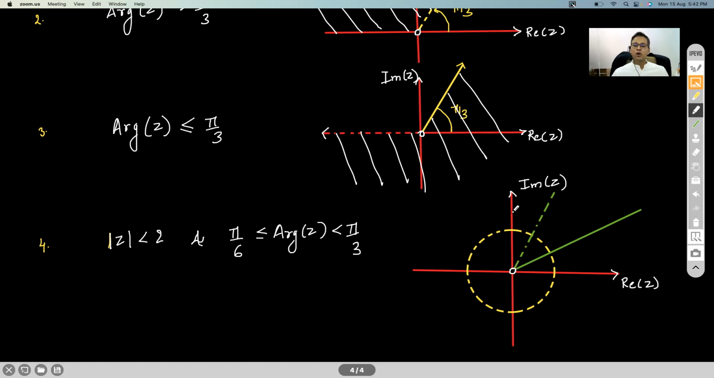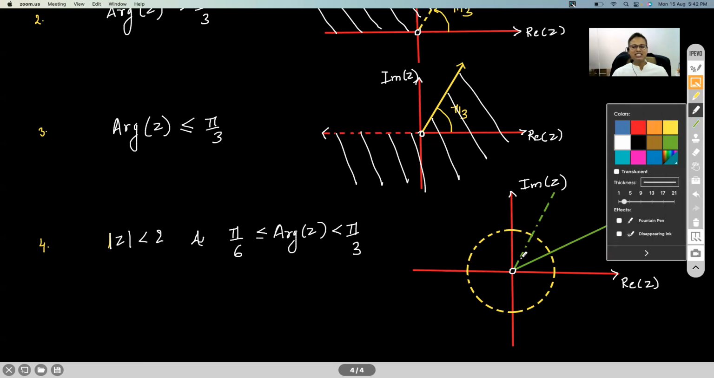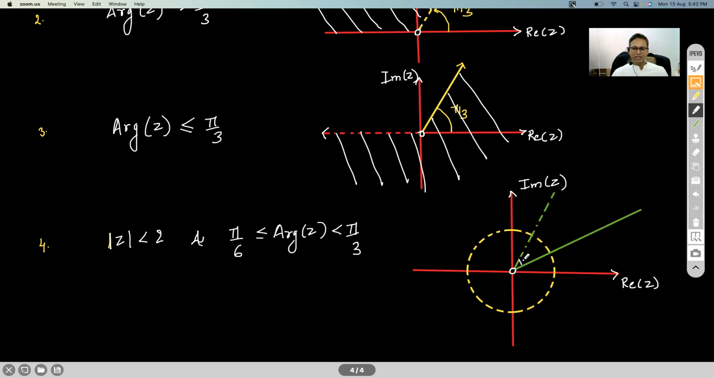Okay. So I have to be within the circle, and I have to be between these two rays also. So which part is falling in that zone? You say this particular sector is falling in that zone. Is it fine? So all complex numbers which fall in this zone, they will be satisfying these two conditions of argument and modulus simultaneously. Is that fine? Any questions? Any concerns? Okay.